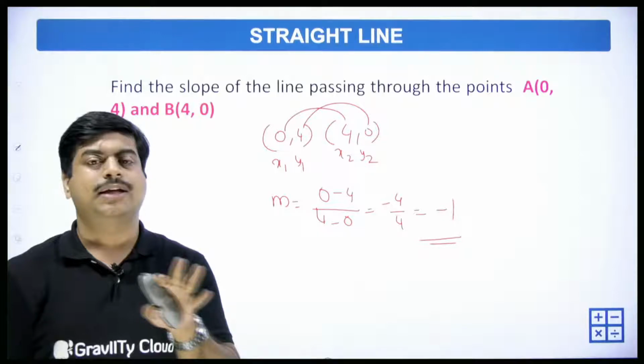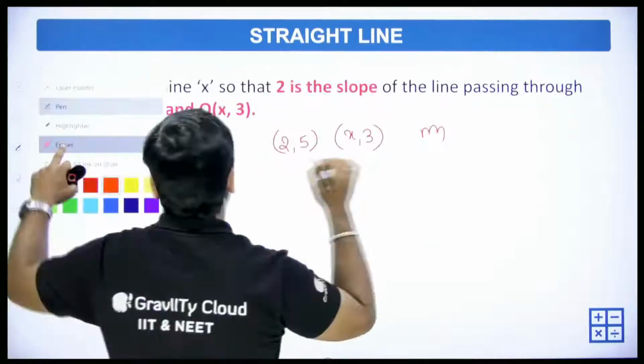Determine x so that 2 is the slope of the line passing through (2, 5) and (x, 3). A line joining (2, 5) and (x, 3) has a slope, which we generally represent with m. So slope is equal to 2. And what is the slope formula? y2 minus y1 by x2 minus x1.